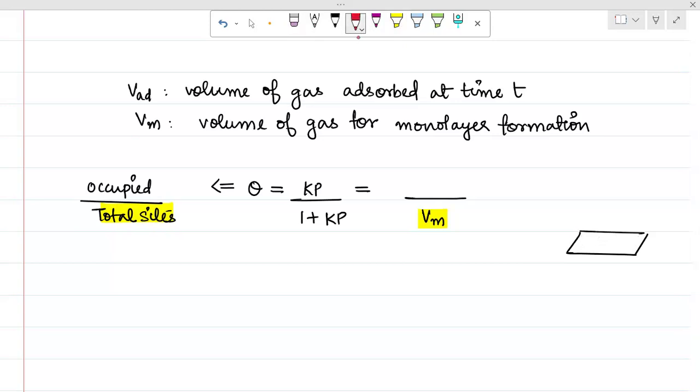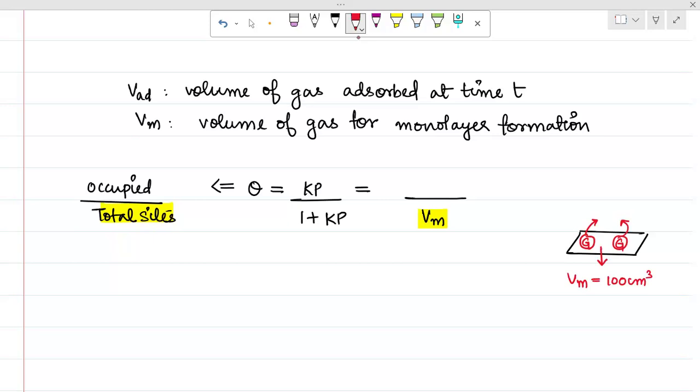May not be occupied. Let's say there are only two gaseous molecules being adsorbed. Then corresponding to these two gaseous molecules, there will be some volume. For example, Vm is, let's say, 100 centimeter cube. That means 100 centimeter cube of the volume of the gas is required to completely cover the surface.